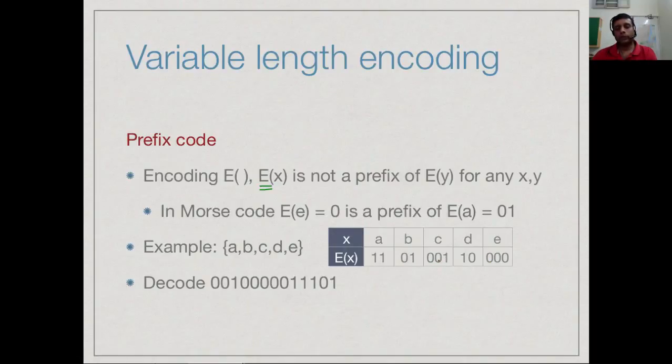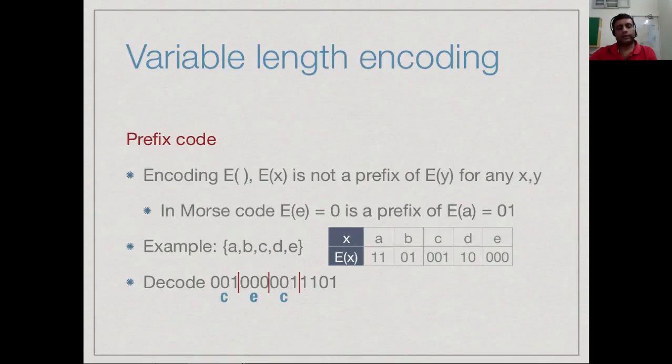So 0, 1 cannot be extended and so on. Each of these cannot be extended to be the code of any other letter. So now when we get a long sequence like this, there is no doubt. The first point where I have completed a letter is 0, 0, 1, and this is a C. The next point where I have completed a letter is 3 zeros and it's an E. Then I read another C, and then an A, and then a B.